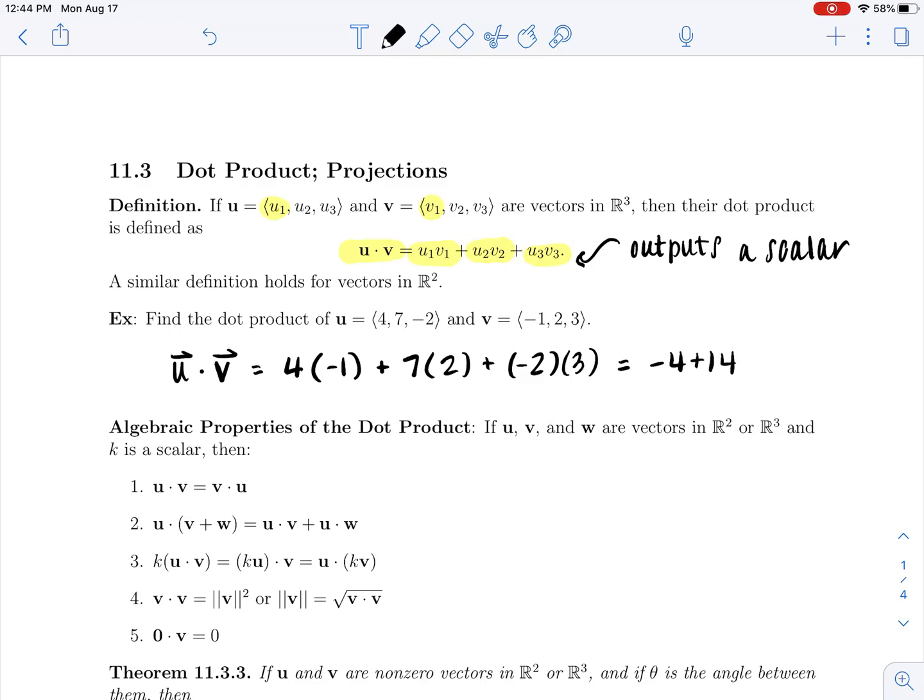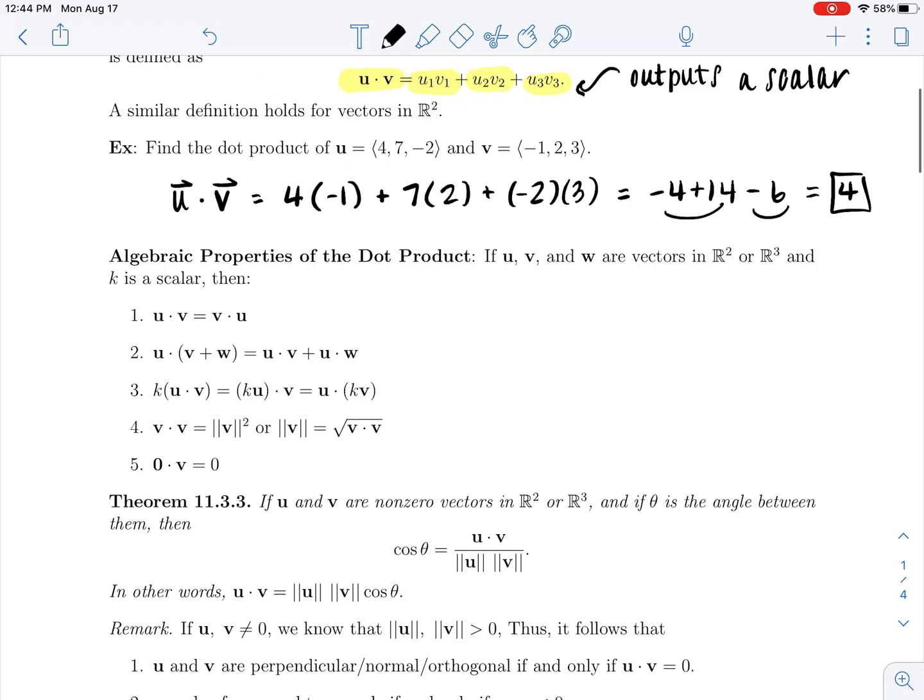So what I have here is -4 plus 14 plus 6. So that's 10, and that's a -6. So I have 10 minus 6 gives me a total of 4. So that dot product input the vectors u and v and output the scalar number 4.